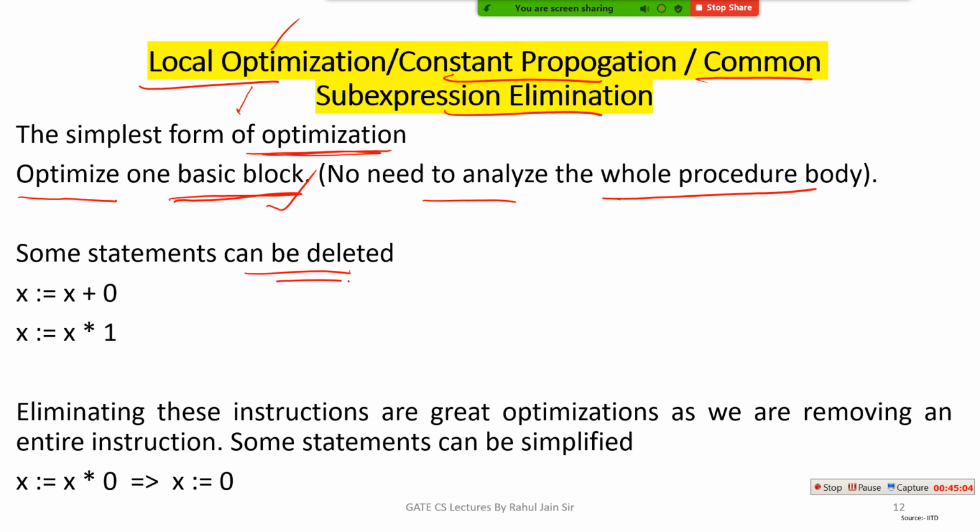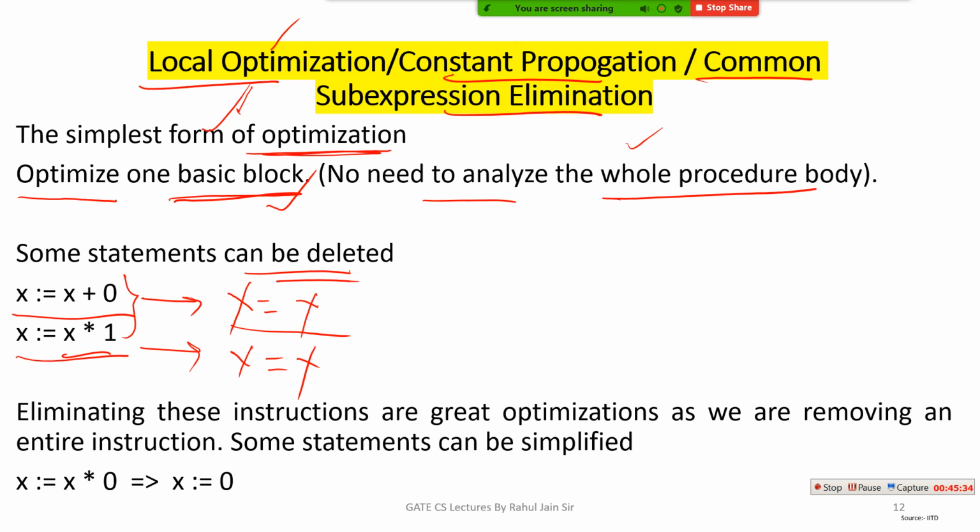Now some statements can be deleted, like if x equals x plus 0 is mentioned, then we can optimize it like x equals x, and suppose x equals x into 1 is there, then we can simply write it like x equals x. So it is the simplest form of optimization, and optimization is done one block at a time, meaning no need to analyze the whole body. And we can optimize x equals x plus 0 as x equals x, and we can optimize x equals x into 1 as x. So you can observe that it is a very simple form of optimization.